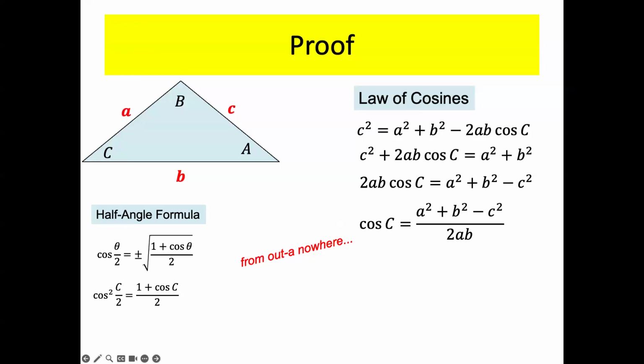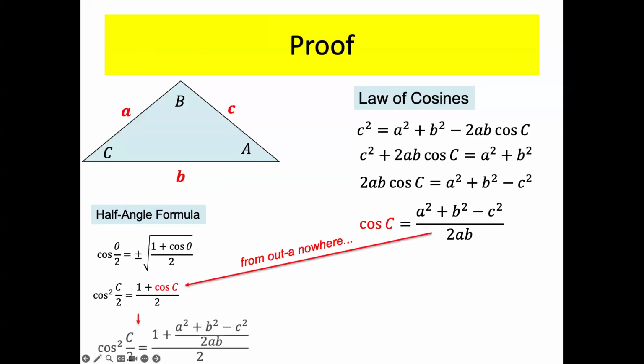So I'm going to get cosine squared of its half angle, C over 2, and then I just get rid of the square root symbol. See what I did? Okay. All right. You see that cosine C? It says cosine C right there. So I can take this hot mess on the right and plug it into where it says cosine C on the left. So I'm going to do that.